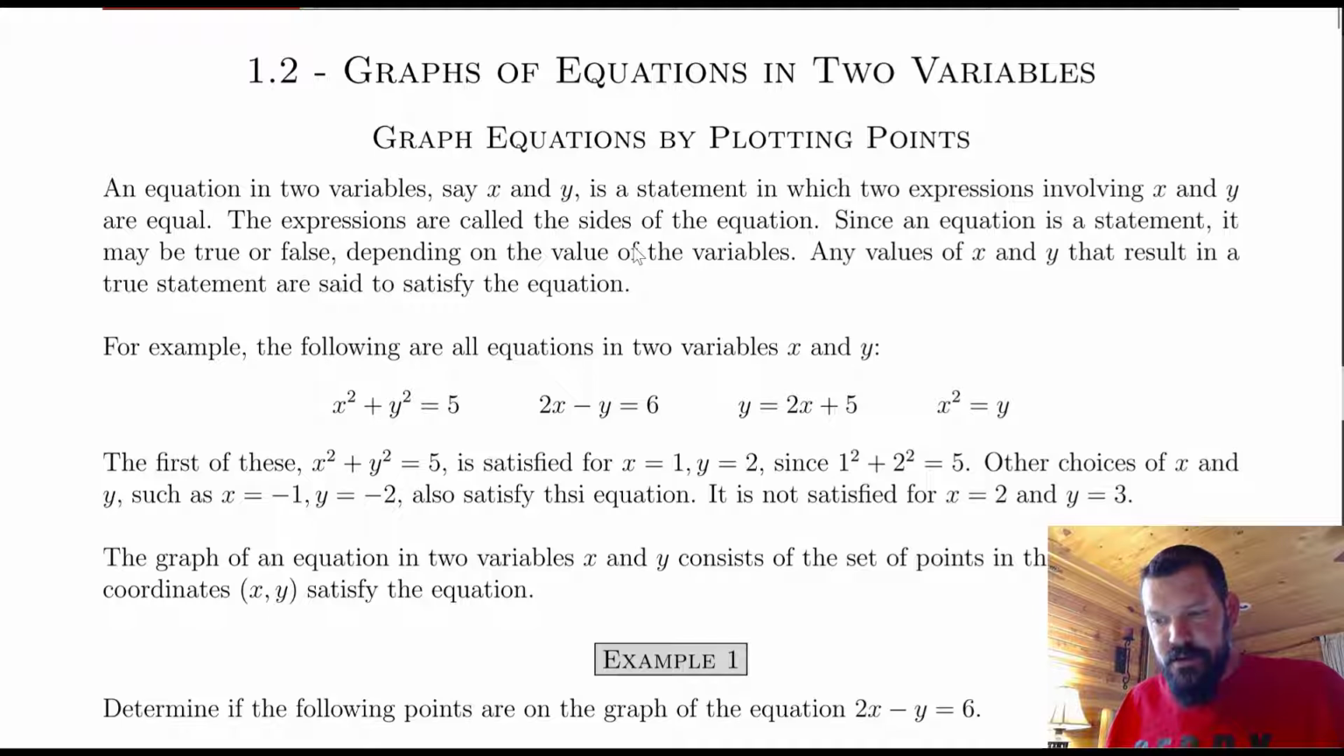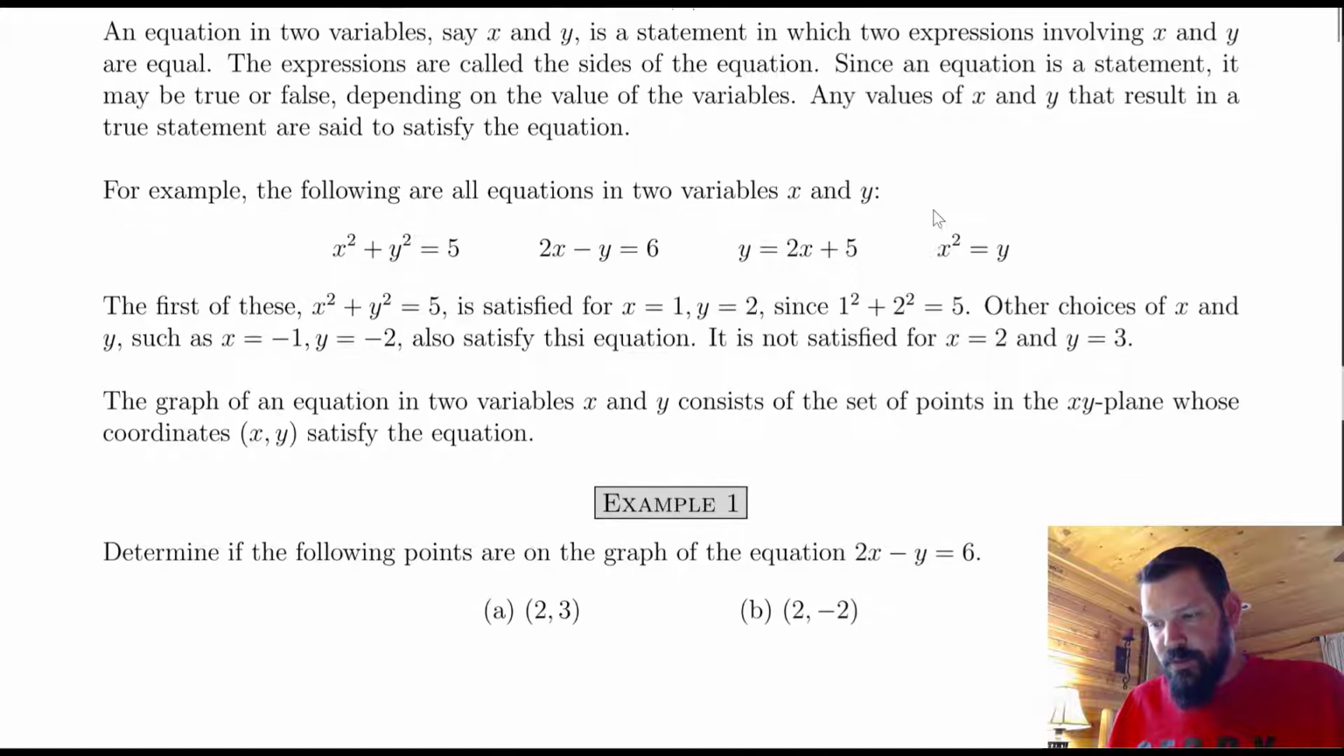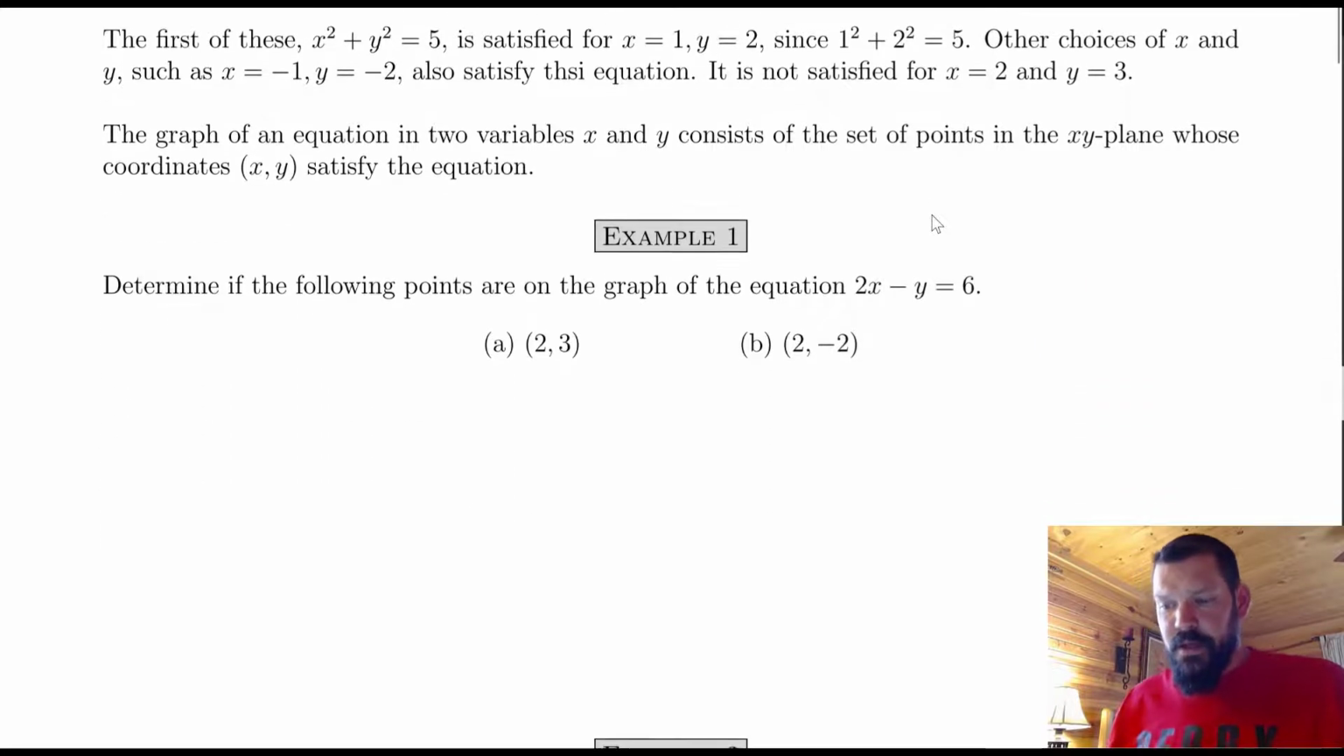But when we're talking about the equations in two variables, we are talking about x and y traditionally. So even the slope-intercept form is an equation in two variables. It's y equals mx plus b. So don't be alarmed by the title. It's nothing new. It's just how we're approaching these problems right now.